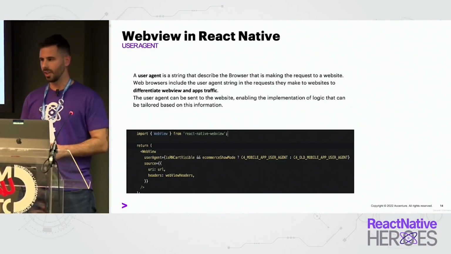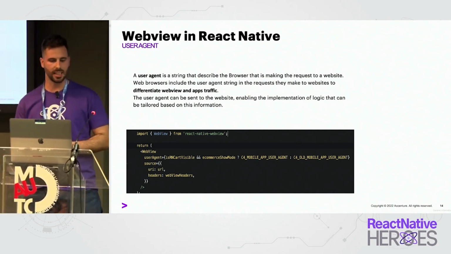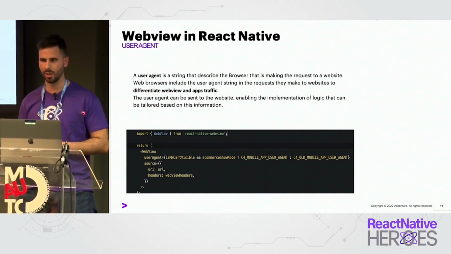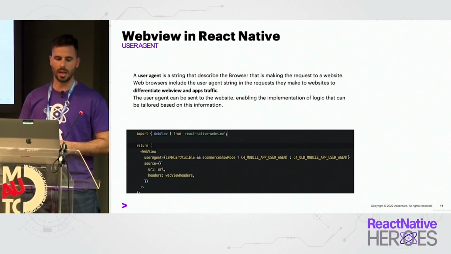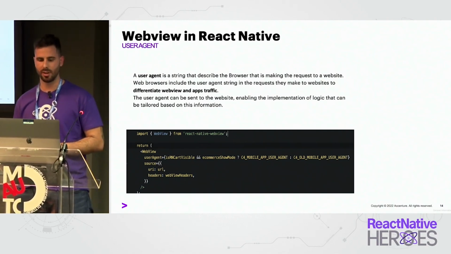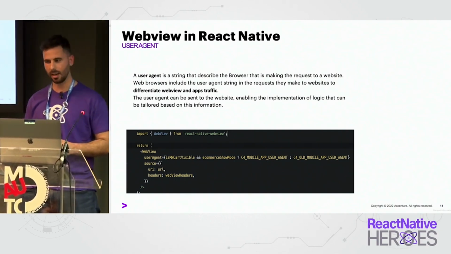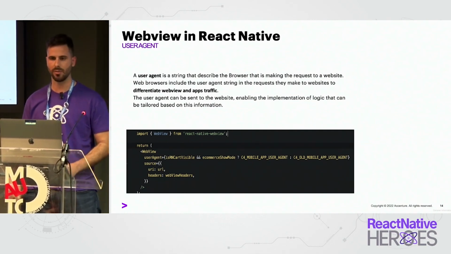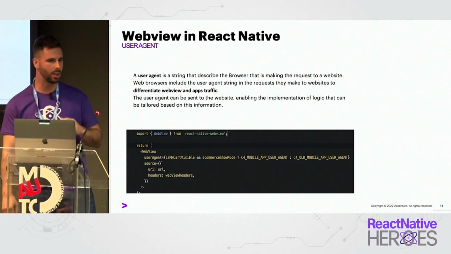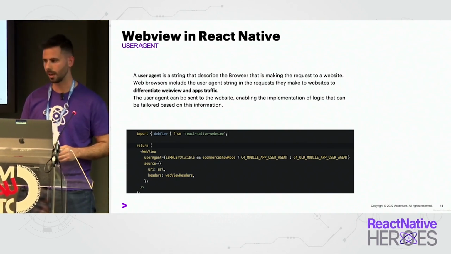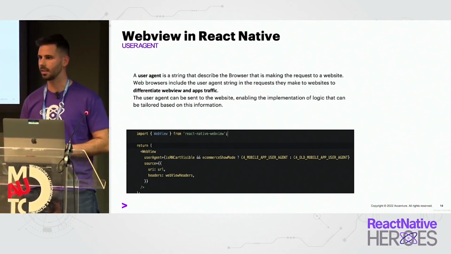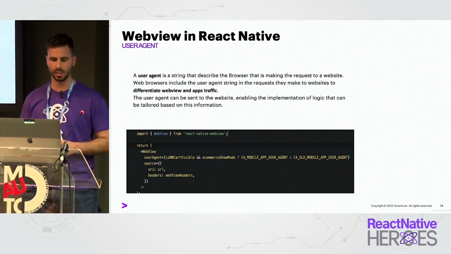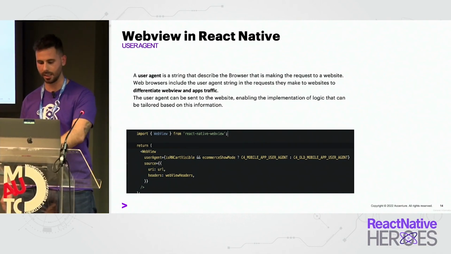Then we have the user agent. A user agent is basically a string that describes the browser that is making the request. This is more useful for the server because it can split a logic based on this user agent. For example, if you have a previous app that was developed only with Webview and a new one with some APIs that need to return a JSON, they can split these returns using the user agent.